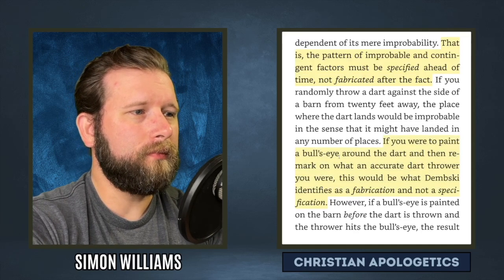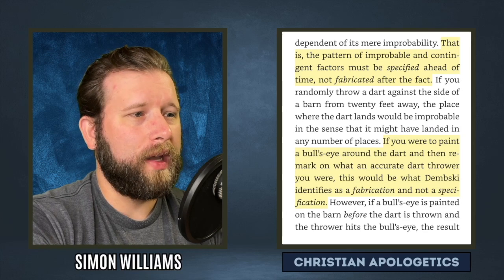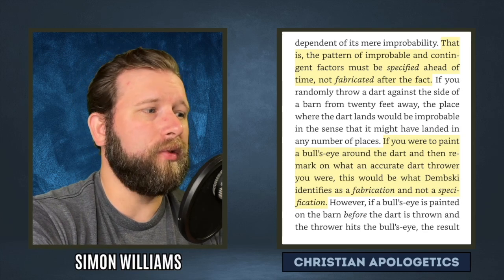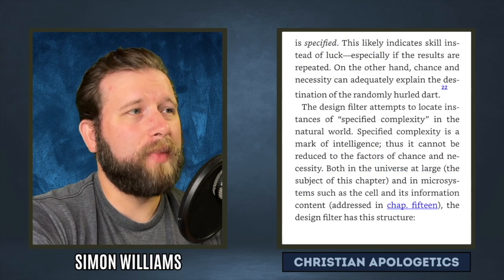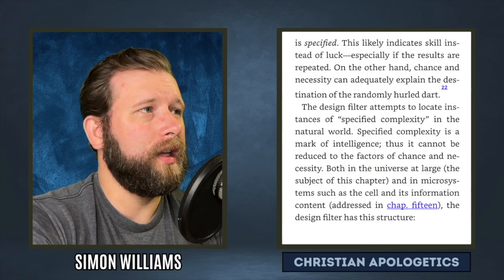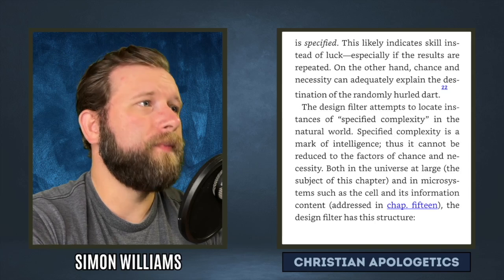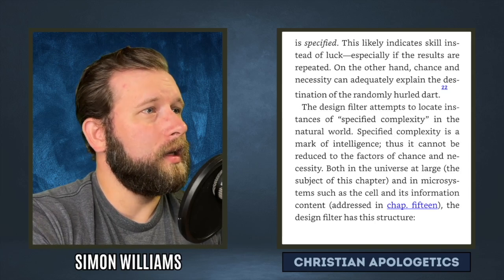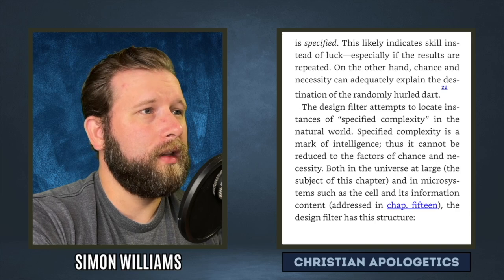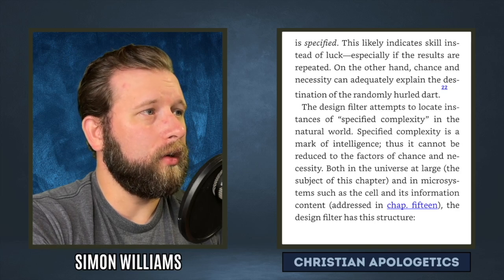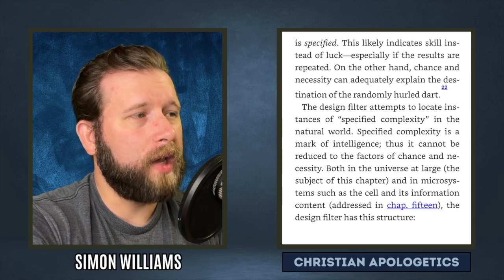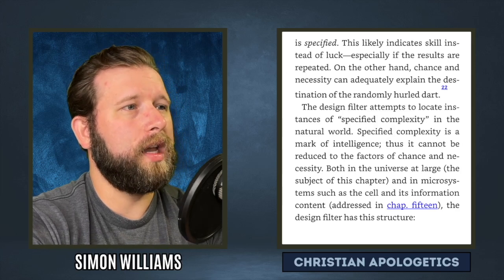Okay? However, if a bullseye is painted on the barn before the dart is thrown and the thrower hits the bullseye, the result is specified. This likely indicates skill instead of luck, especially if the results are repeated. On the other hand, chance and necessity can adequately explain the destination of the randomly hurled dart. The design filter attempts to locate instances of specified complexity in this natural world.